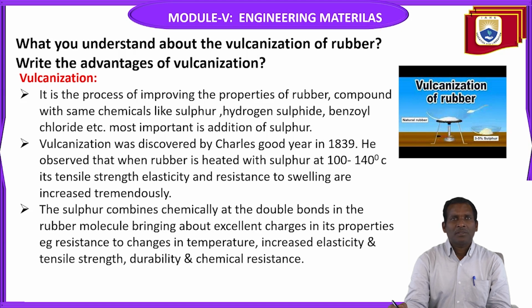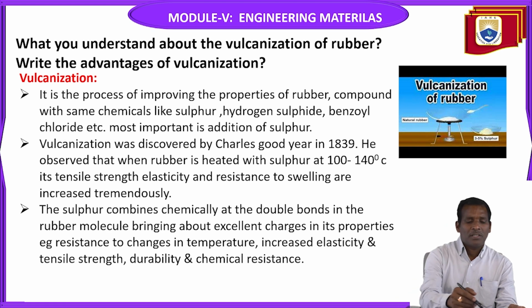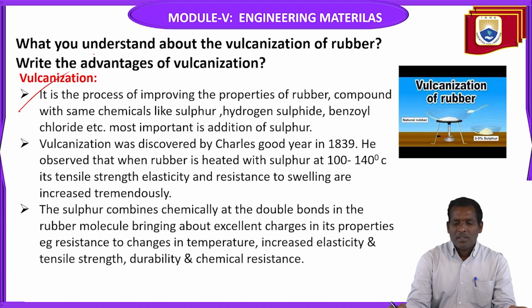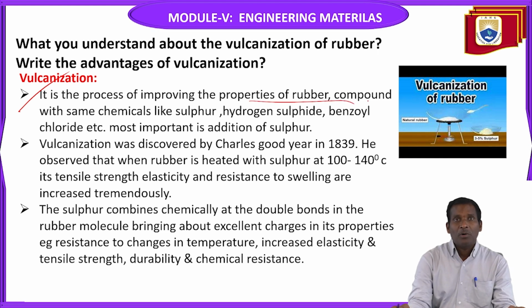So the next question is, what do you understand about the vulcanization of rubber? Right, the advantage of vulcanization. So rubber, but what is the process behind this rubber? That is vulcanization. So the vulcanization of rubber is the process of improving the properties of rubber compound with some chemicals like sulfur, hydrogen sulfide, benzoyl chloride, etc. Most important is addition of sulfur.